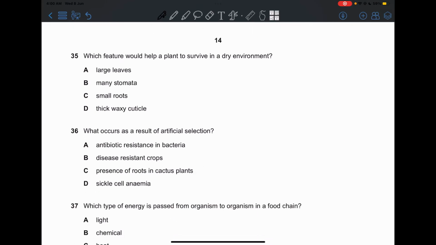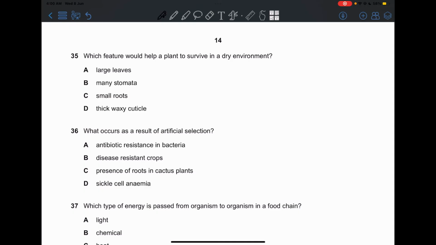35. Which feature would help a plant to survive in a dry environment? Now we know that plants that live in dry environments are the xerophytes, so we're going to look for an adaptation over here that is similar to the xerophytes. A, large leaves, is incorrect because it's going to be losing too much water. B, many stomata, again this is going to result in the excessive loss of water.